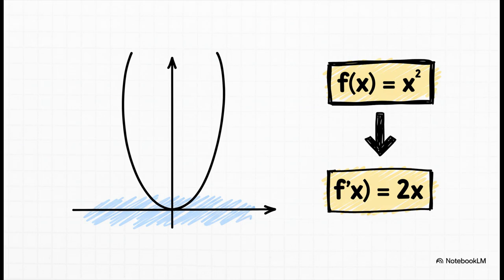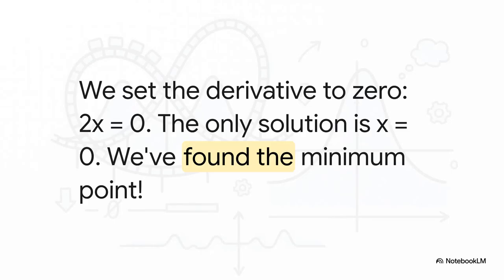Okay, let's put this to the test with a function we all know and love. f(x) = x², that classic U-shaped parabola. It turns out its derivative, its formula for the slope, is just 2x. All right. Step 2, set that derivative to 0, so 2x = 0. And now, step 3, solve it. What's the only value for x that makes that true? It has to be 0. And just like that, boom, we've mathematically proven that the very bottom of that U-shape is at x = 0.